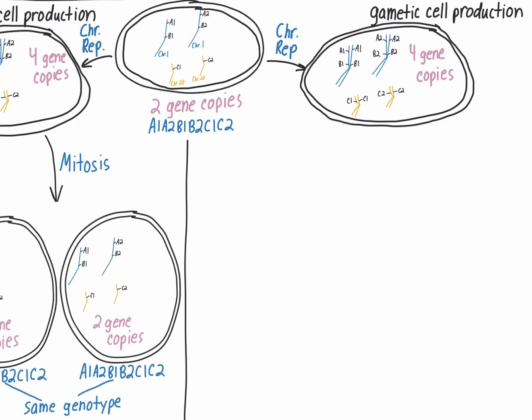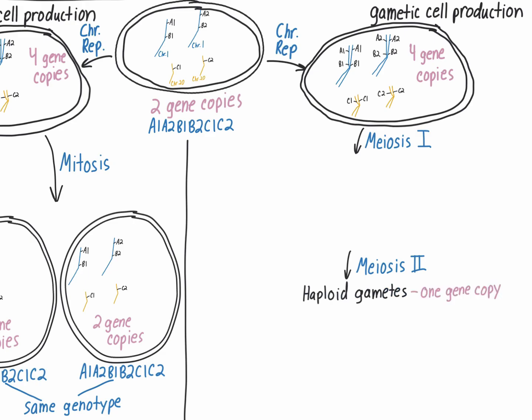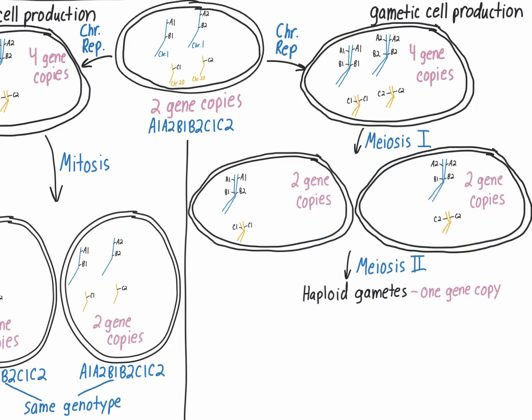Gametes, on the other hand, are produced in different ways in different species. In animals, gametes are generally produced directly by meiosis. Unlike mitosis, meiosis involves 2 cell divisions, meiosis I and meiosis II, with the purpose of producing haploid or 1N gametes that have only 1 copy of each gene. After DNA replication, meiosis I produces 2 daughter cells, distributing 2 of the 4 copies of each gene into each of them.